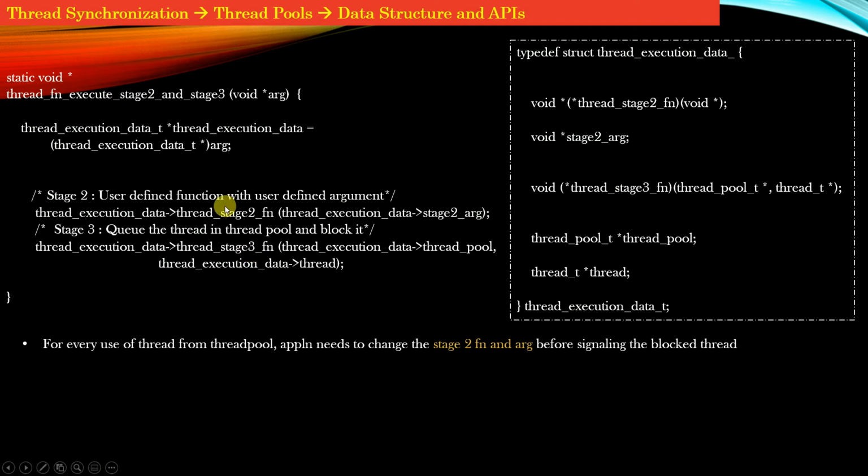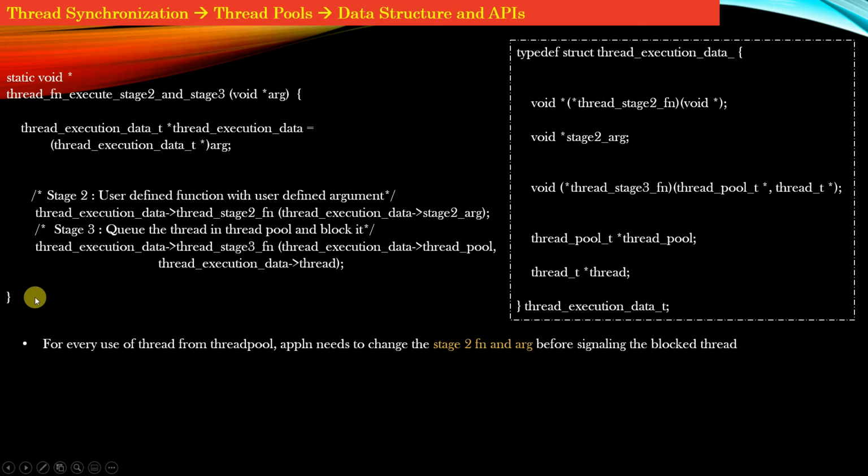Now if I ask you one question, would the thread ever come out of this function? Would this function ever execute to completion? The answer is no. This is because in stage 3 the thread is going to park itself in the thread pool and is going to block, right? So it means that the execution control would never come here, right? Because the thread would have blocked in this function itself.